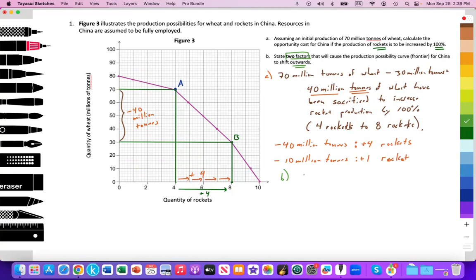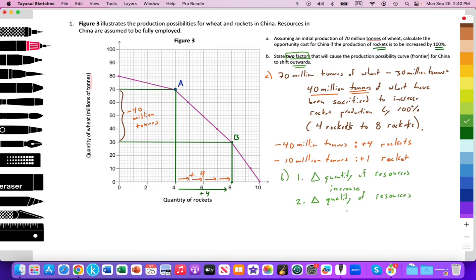And the first thing you should think of is the following 3. We're going to list 3, even though we only need 2. Number 1, any change in the quantity of resources, factors of production: land, labor, capital, entrepreneurship. So in this case, in order for the curve to shift outward, we would need an increase in the quantity of resources. If we acquire more labor, land, capital, we can generate more outputs because we have more inputs to work with. Number 2, any change in the quality of resources.